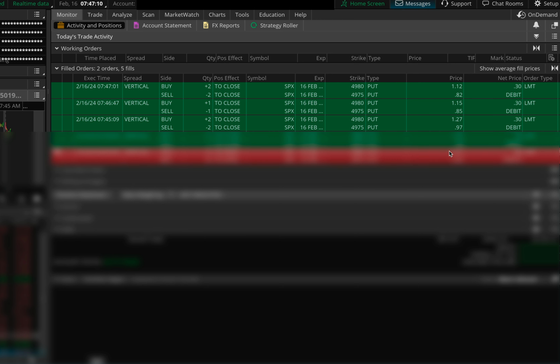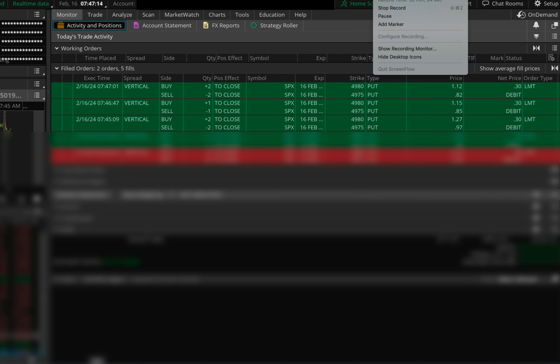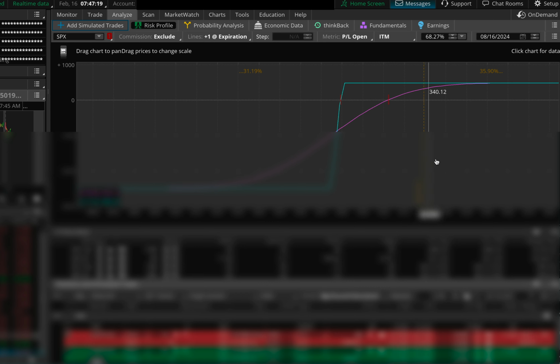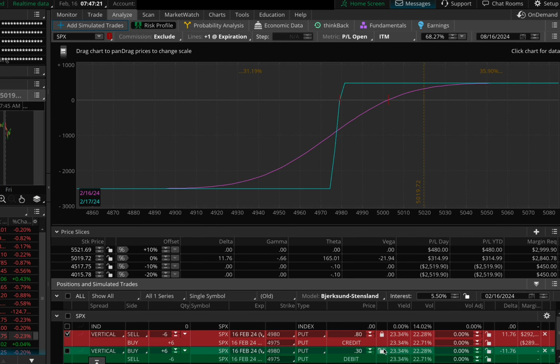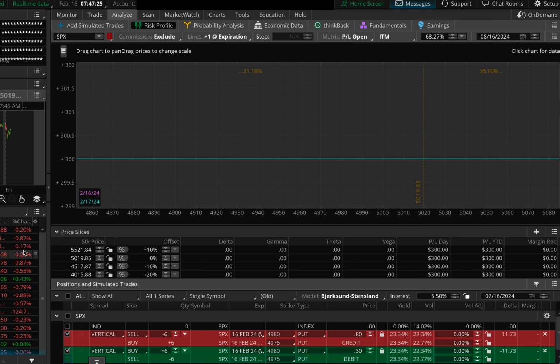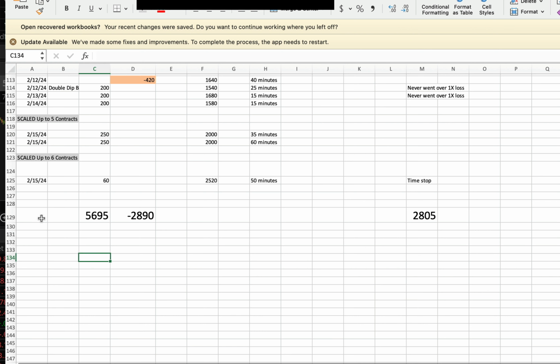Okay, so there we go. We closed that out. Nice trade. That took about 50 minutes. So let's lock that in at 30. Our profit on this one is 300. Let's go to our Excel sheet. Here we go. So that was 6 contracts. Today is 2/16/24. We made 300.